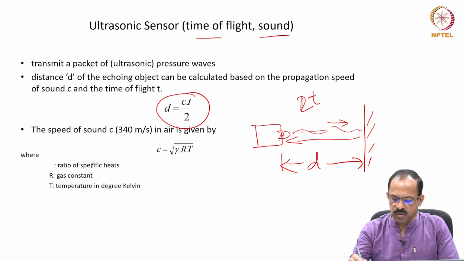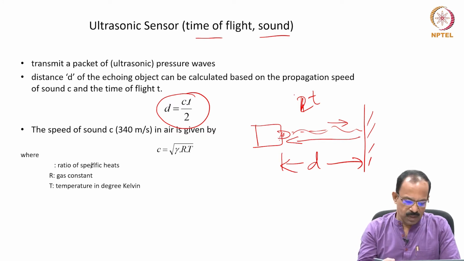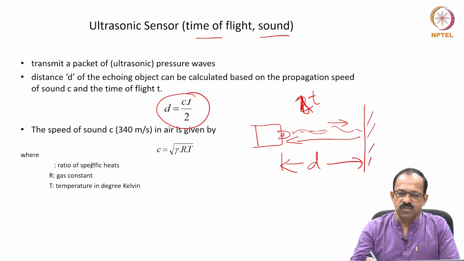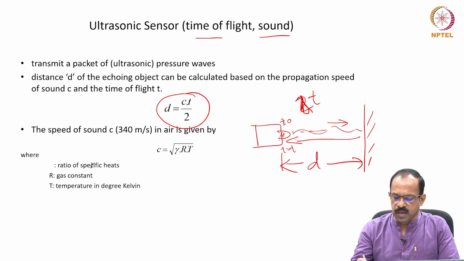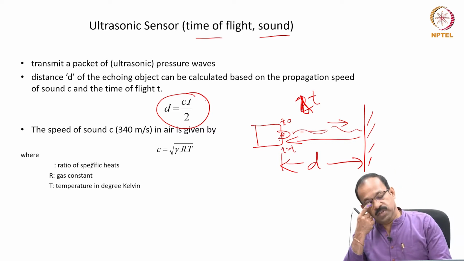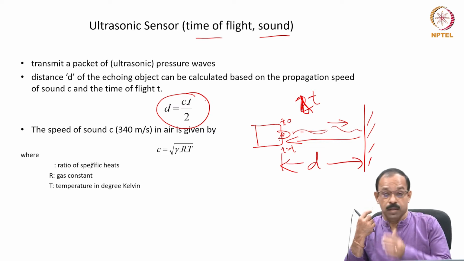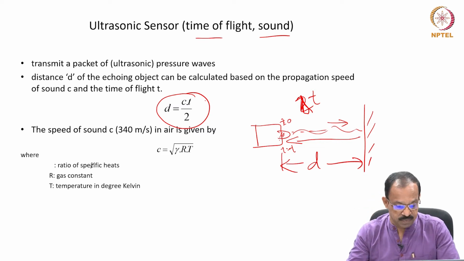Okay, suppose t is the time taken for the signal to come back after the transmission at t equal to 0. Then at t equal to t, the distance is c t by 2. So, that is the way how you get the measurement done.